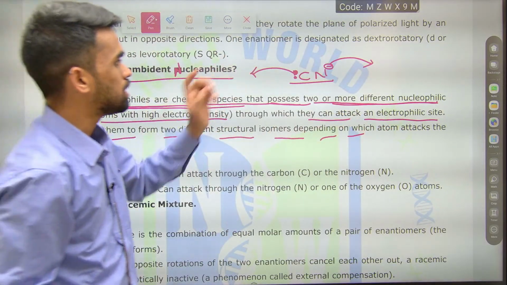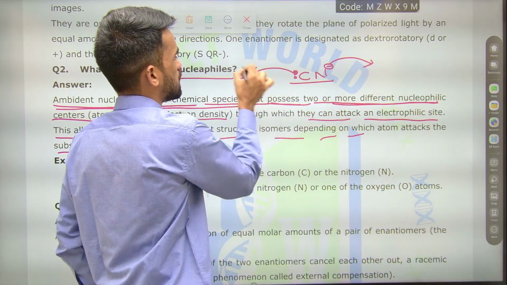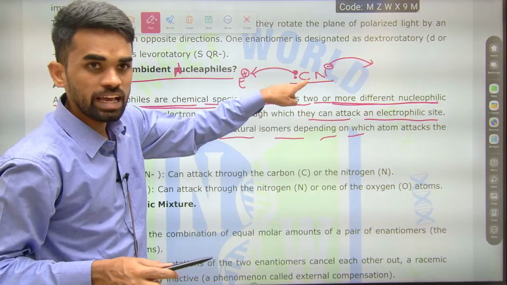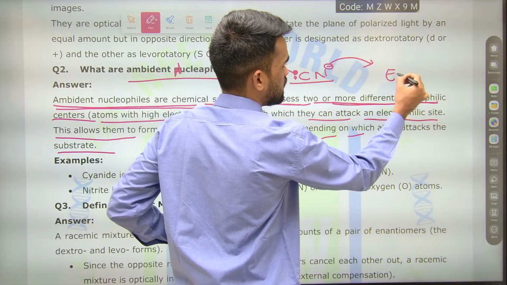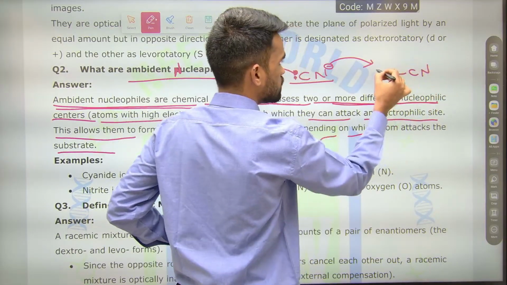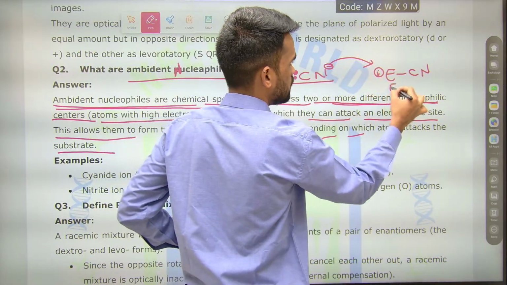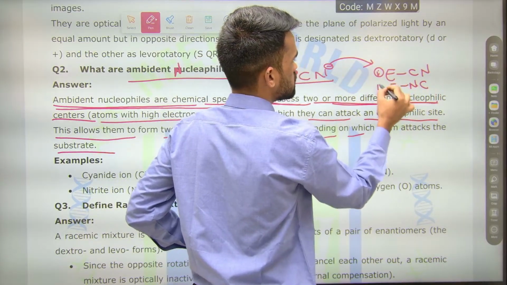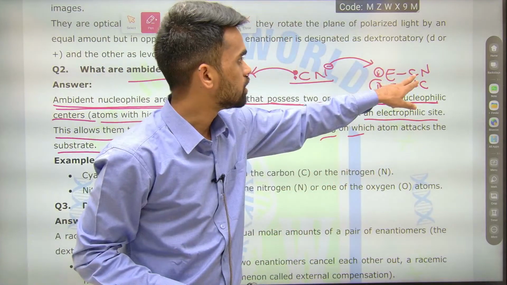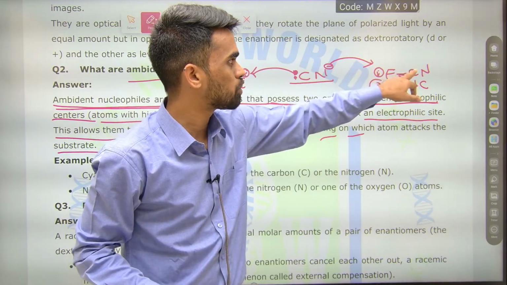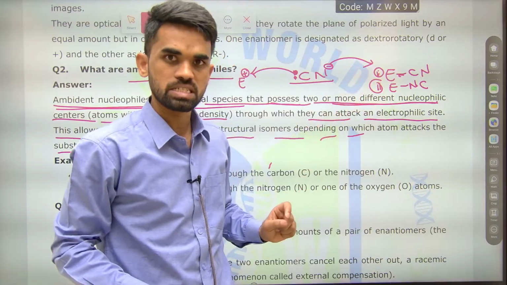For example, let us say there is a substrate here, some electrophile. Electrophiles means electron deficient. Now this cyanide can make a bond using the carbon side, so you are going to get something like E-CN. This is one possible way, and it can also make a bond from the nitrogen side, so E-NC. This is the second compound. Both of them have the same molecular formula, but the bond connectivity is different. This is from carbon, this is from nitrogen. So these are structural isomers.